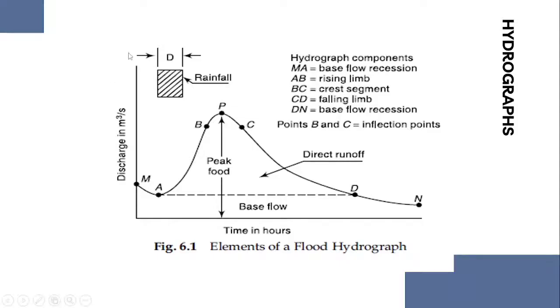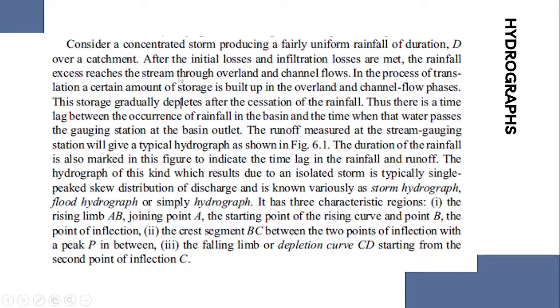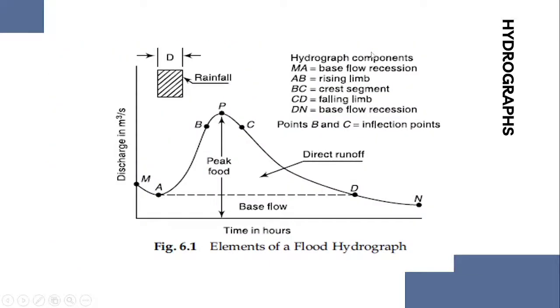So, first, this is our bar graph of the rainfall produced by our storm. As we can see, a concentrated storm producing a fairly uniform rainfall of duration d. Then we have MA or the base flow recession. Next is the AB. From the name itself, this is the rising limb.